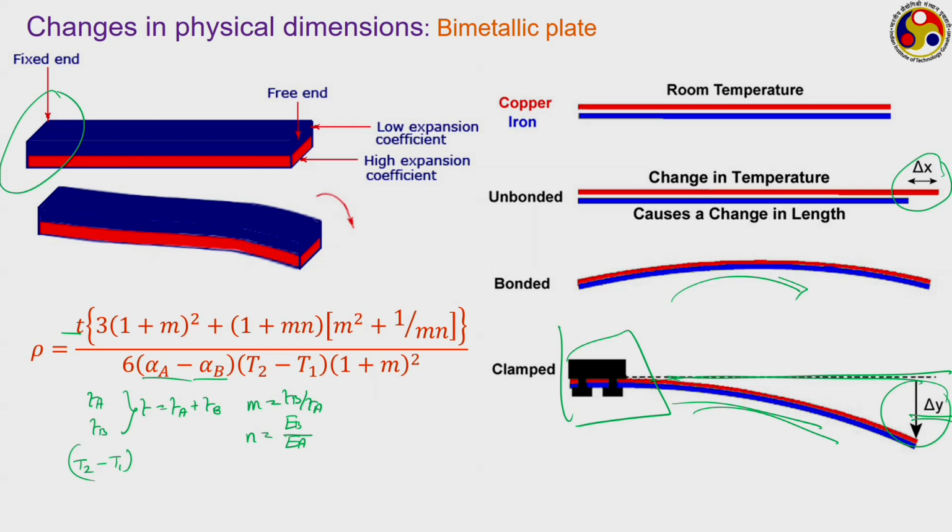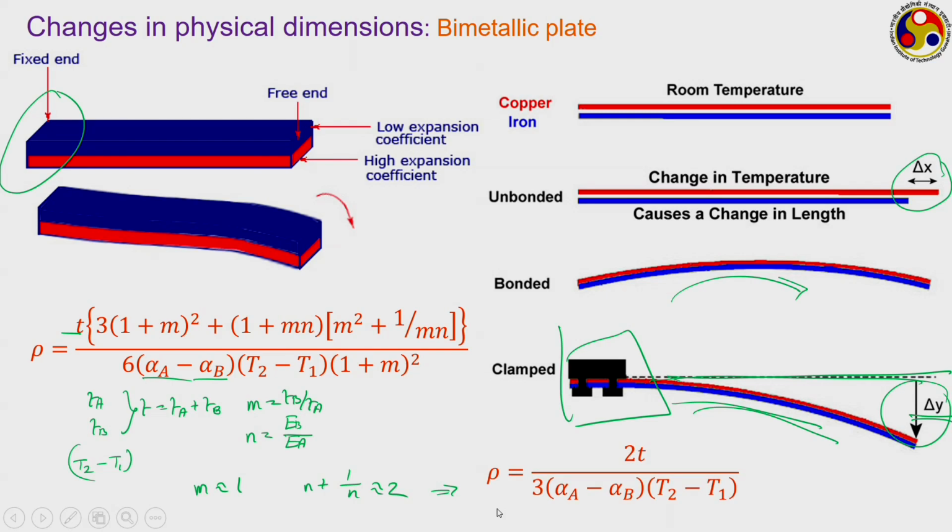Now, there are several situations when the thicknesses Ta and Tb are generally taken to be the same. In that case m becomes equal to 1, and it is also a common design feature to have n plus 1 by n equal to 2. When that happens, the relation for rho takes a much simpler form: rho equals 2T upon 3 times (alpha A minus alpha B) times (T2 minus T1). This T generally is known because it is a design parameter, and alpha A and alpha B are material properties, so they are also known beforehand. So, we can measure the change in temperature, T2 minus T1. That is how bimetallic plates work.